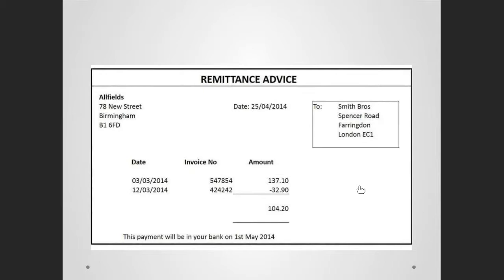So if you have a remittance advice that matches with the item in the cash receipts journal, that is one proof that the sale actually happened. Are you following?